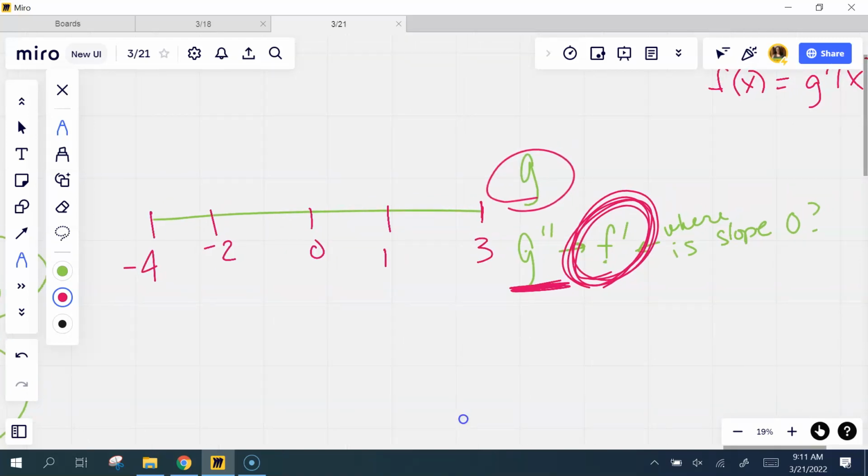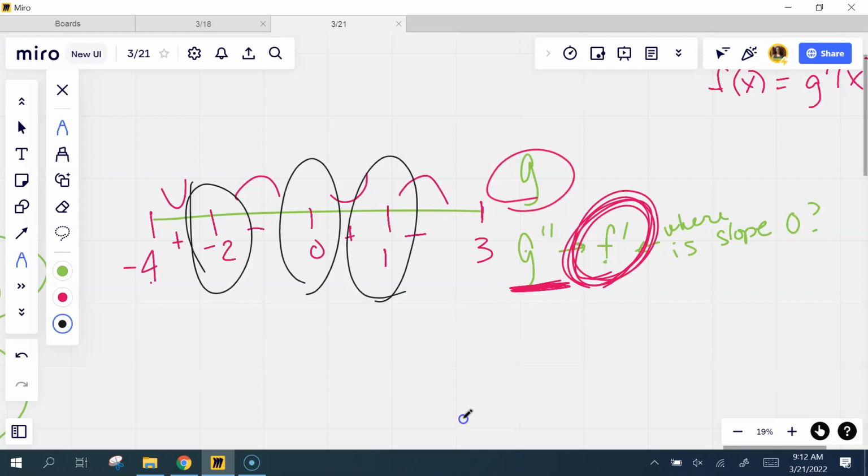Remember, we're looking at slope. So from -4 to -2, what's the slope look like? Positive. So that means I'm concave up. From -2 to 0, down. From 0 to 1, and from 1 to 3. Therefore, g of x has points of inflection at x equals -2, x equals 0, and x equals 1.